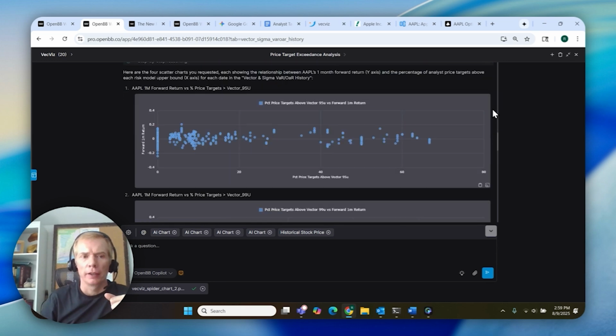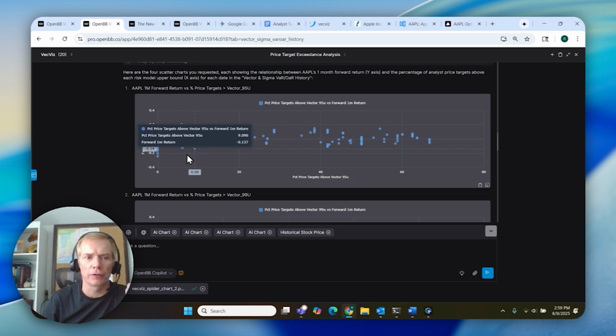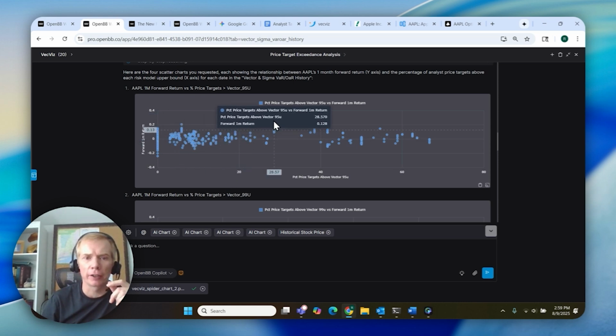So this widget looks at the forward price return versus the percentage of price targets above the vector model 95th percentile to the upside, and you see that at the 0 level you have your lowest value for forward return, and the forward return kind of arcs upward and then goes back downward. So there's a bit of a hump to the upside in the middle. Its best performance is perhaps when there's a moderate amount of analyst estimates above the vector model 95th percentile level.